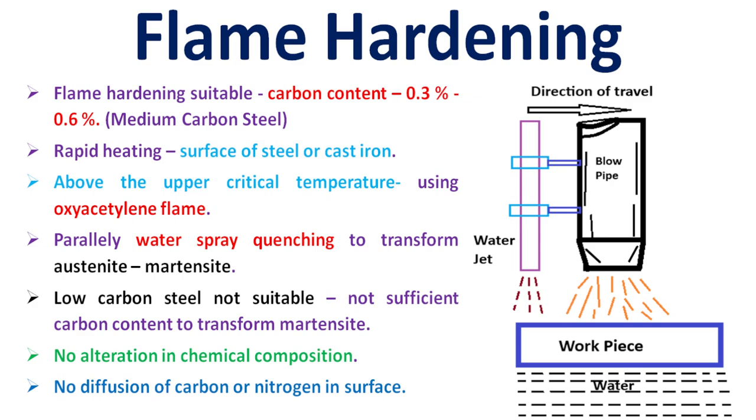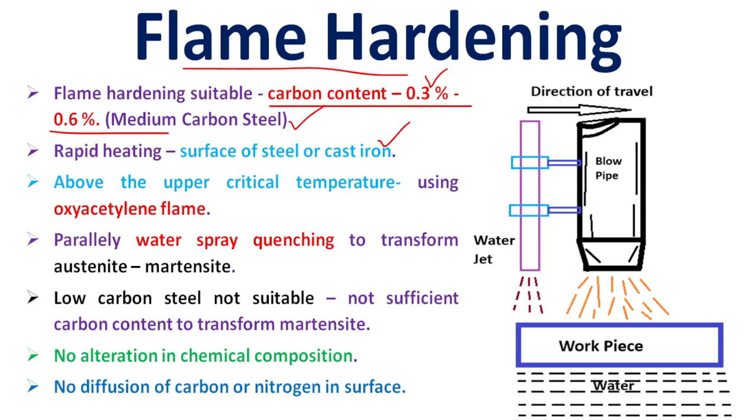This is one type of surface hardening process: the flame hardening process. This flame hardening process is mainly suitable for materials with a carbon content of 0.3 to 0.6 percent, that is, medium carbon steel material. In this process, there is rapid heating of the surface of steel or cast iron.